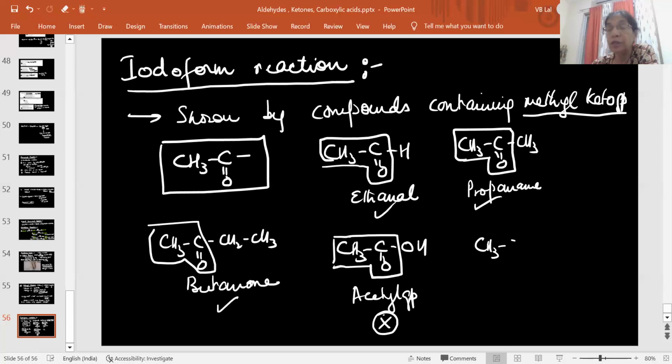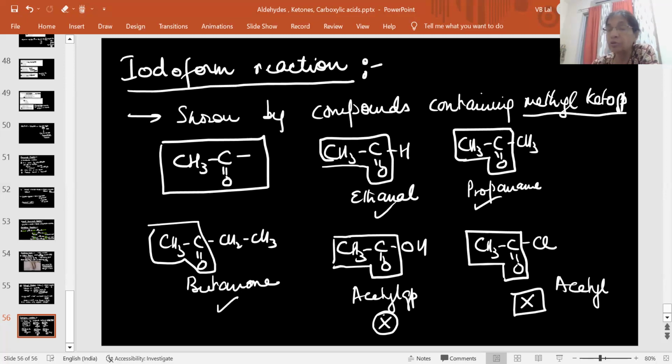Similarly, if I write CH3C=O and Cl, it also appears to have this group, but this cannot show because it is not an acid or aldehyde or a ketone. It is an acid derivative. So when it's a part of an acidic group, then it is called the acetyl group. So this also cannot show. You have to be very careful. So which are the compounds? All ketones which have the carbonyl group on the second carbon, or among aldehydes, only acetaldehyde can show this reaction. So that is about who can show.